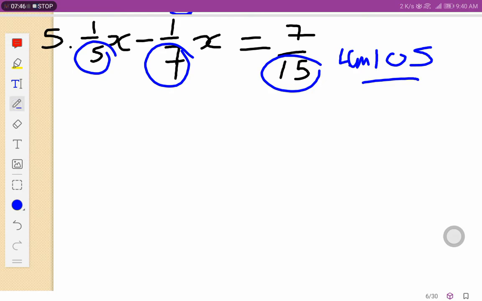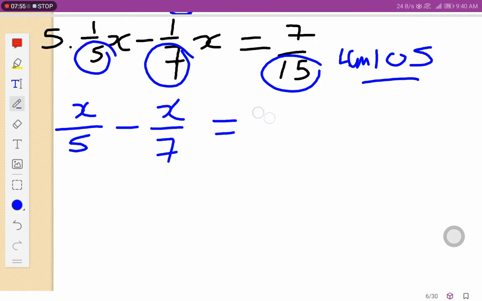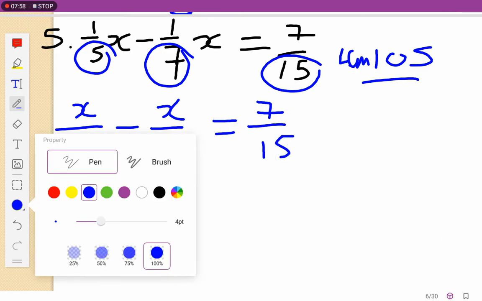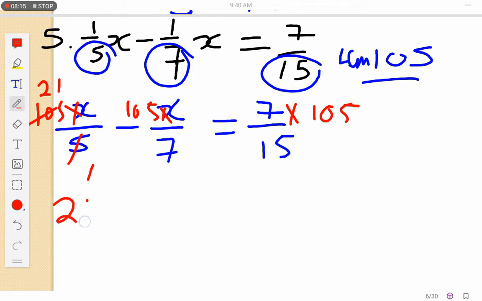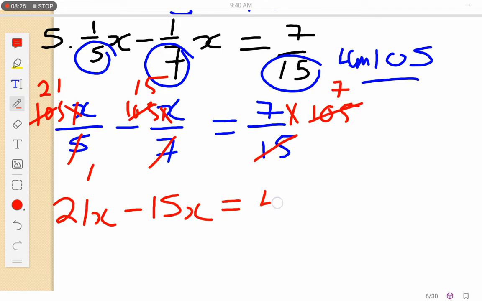So I'll rewrite 1 over 5x as x over 5 minus 1 over 7x as x over 7 is equal to 7 over 15. I'm going to multiply by 105. 105 by this one, 105 by that one, and 105 by that one. Okay, 5 into 105, it's 21. So I get 21x here. 7 into 105 goes 15 times, so I've got minus 15x is equal to this one into this one is 7. 7 times 7, I get 49.